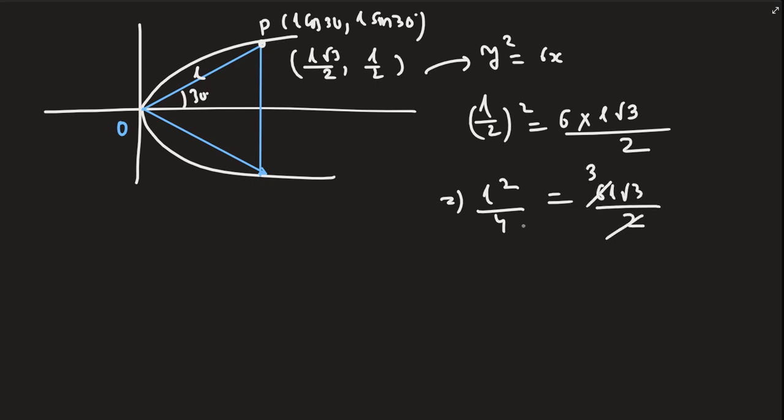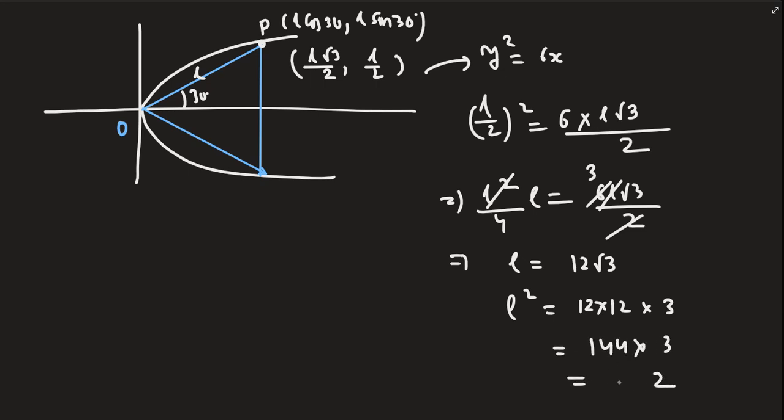2 cancels 3, and one L cancels out, so you have L equal to 12 root 3. So what is L square? 12 into 12, and then you have 3, so 144 into 3, 432 will come. Let me check the calculations. Yes, the calculation is correct. So this is the square of the side of the equilateral triangle.